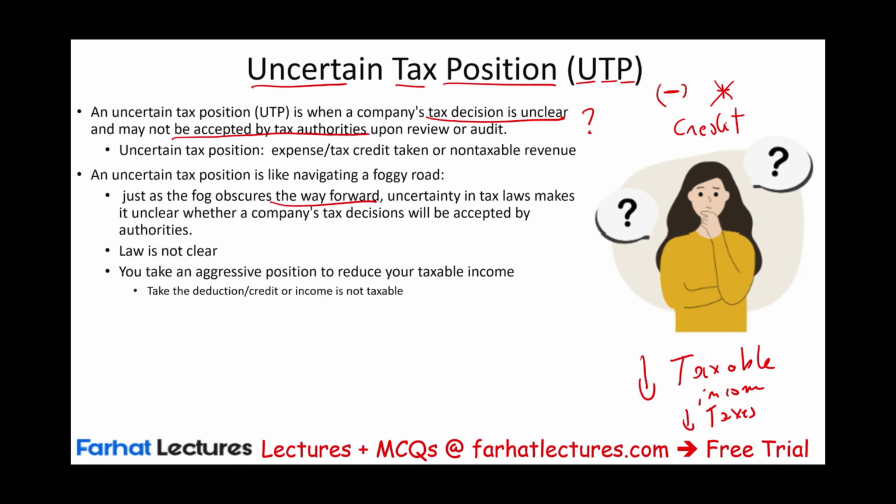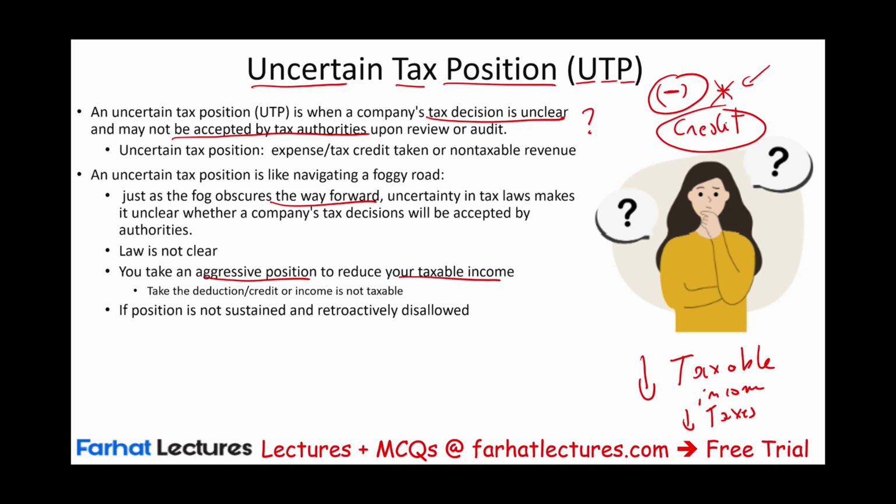So the company takes an aggressive position to reduce their taxable income. What's an aggressive position? Either you took a deduction or you took a credit, and you're not sure if that deduction is, in quotes, legitimate, or there is certain taxable income that you're not including. I know I'm repeating myself. I just want to make sure you understand how this uncertain tax position comes into play.